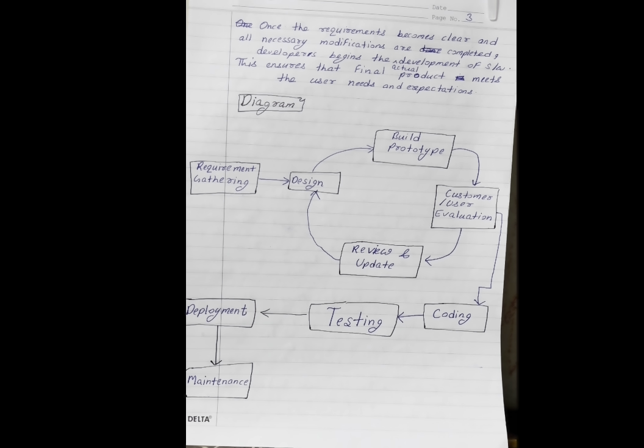Next is maintenance. So, this is the final phase of the prototype model. After the software is developed, developers continue to provide support by fixing errors, improving performance, and adding new features if required. And this is all done after the deployment of the software. In the maintenance phase, we can say that this phase helps to keep the software updated and ensures that it continues to meet the user requirements and can perform efficiently over time.